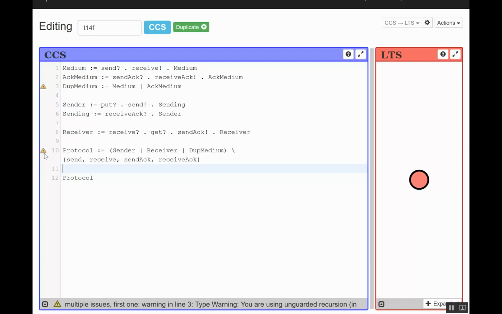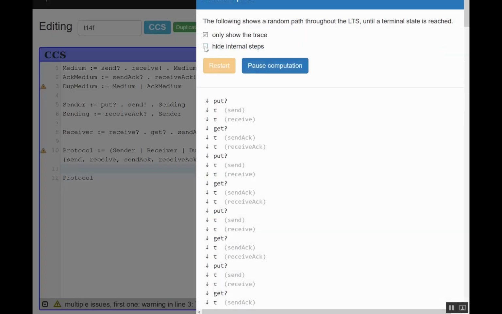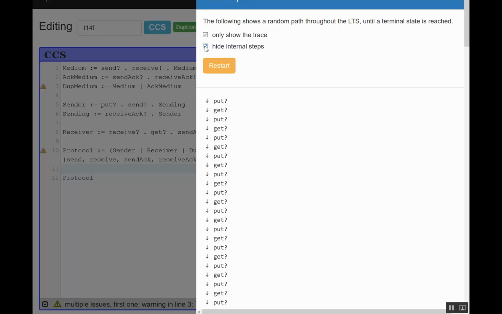And here we are slightly above regular CCS, and you can think of this if you want a bit more. So what does happen now if we explore the semantics? Let's first generate some random paths, and let's hide the internal steps. And what you see here is, whoop, this looks like a buffer. If you look carefully, it actually looks like the behavior of a one-place buffer. But maybe this is just a coincidence.